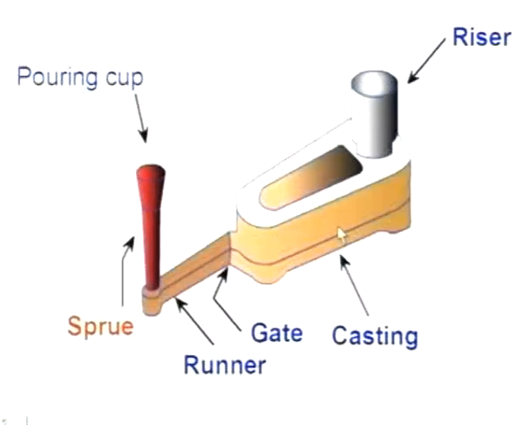And this is another casting, of course, shown without molding boxes. So, this is the pouring cup, this is the sprue, and this is the runner. Initially the molten metal will be poured in the pouring cup, then it will pass through the sprue and reach the choke, then it will reach the runner, and finally it will reach the casting.